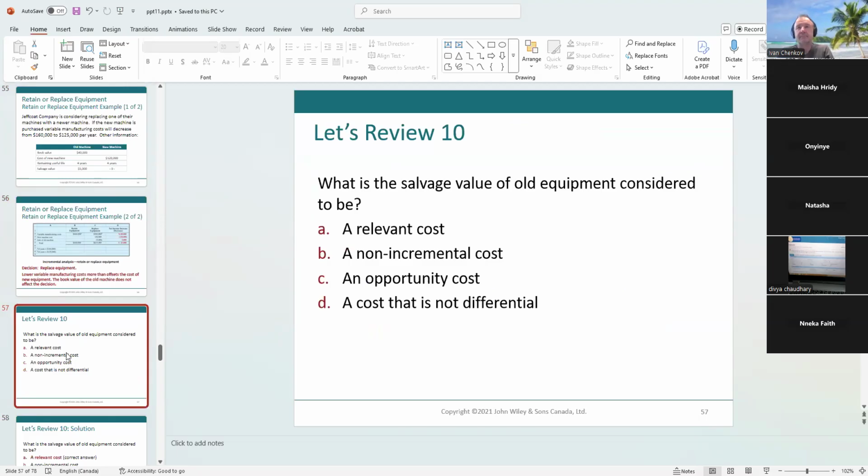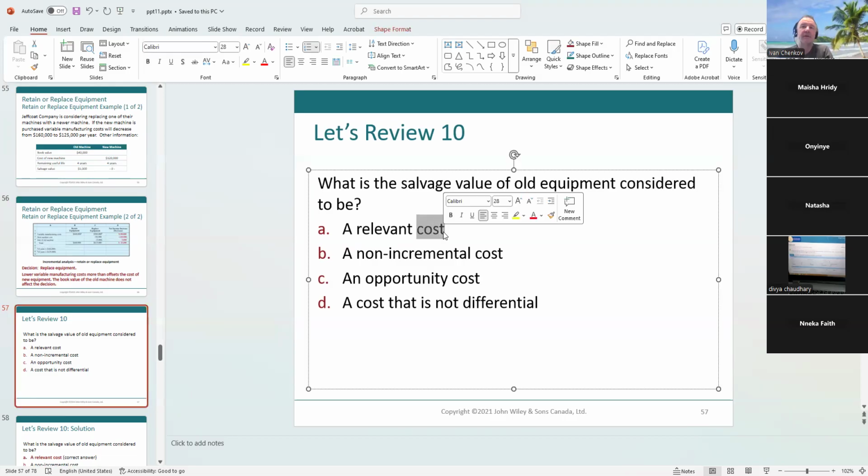I think it's A, because the cost is relevant in your decision making. Even though I kind of disagree with the way the question is formulated, because the salvage value is technically not a cost, right? It's kind of a stream of money coming in rather than cost. But is it relevant? Yes, definitely it's relevant.